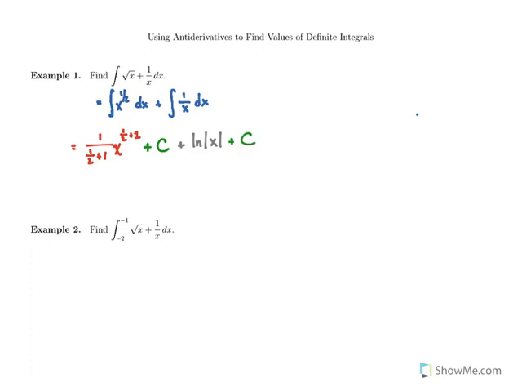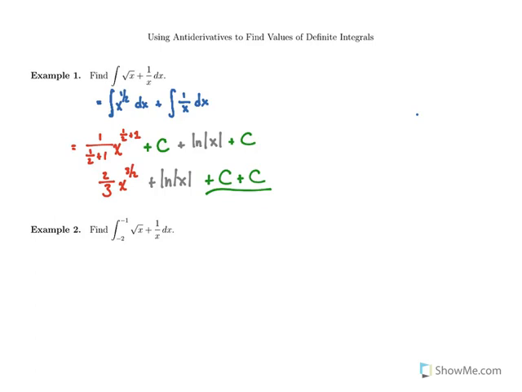So writing that a little nicer, x to the 1/2 plus 1 is x to the 3/2. 1 over 3/2 is going to be 2/3 x to the 3/2. Then I have plus natural log of x, and then I have this kind of plus c business. And now it's important to remember, what is plus c telling us? It represents all constants.